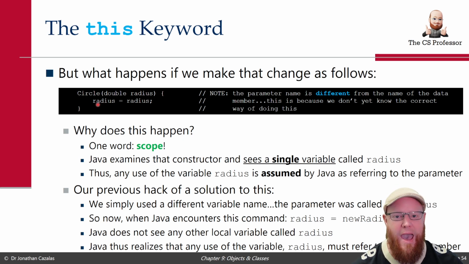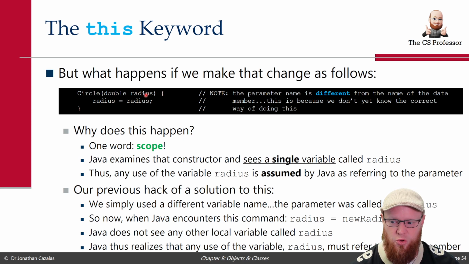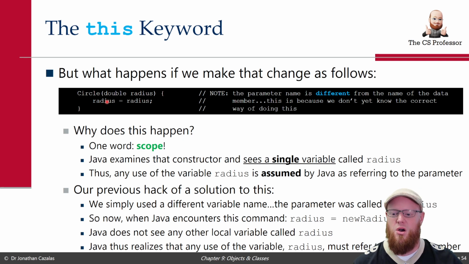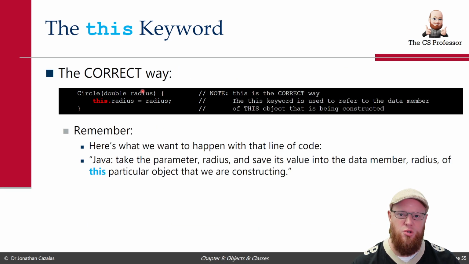So our previous hack of a solution was to do what? We simply used a different variable name for the parameter. We called it new radius. So now when Java sees this command radius equals new radius, Java does not see any other local variable called radius, right? Because the parameter is called new radius. So when we have radius equals new radius right here, Java sees this variable radius and it realizes, oh, because there's no other usage of the variable radius, this must be referring to the data member radius, right?